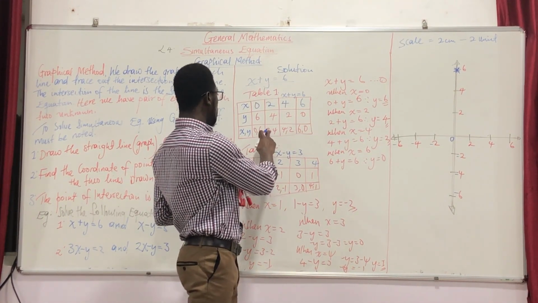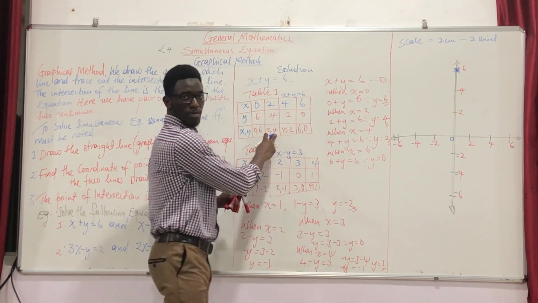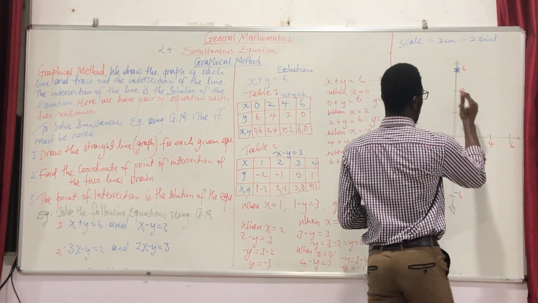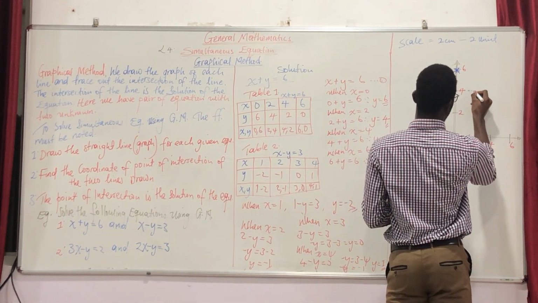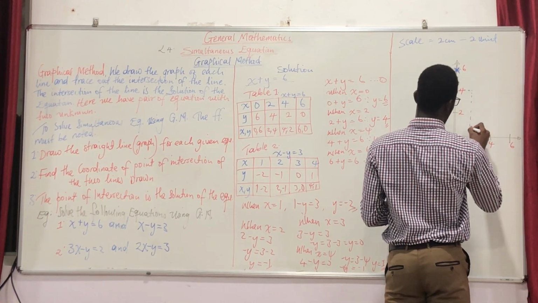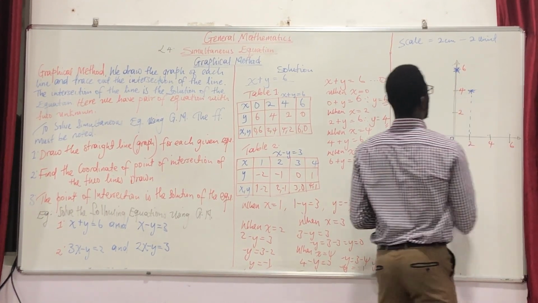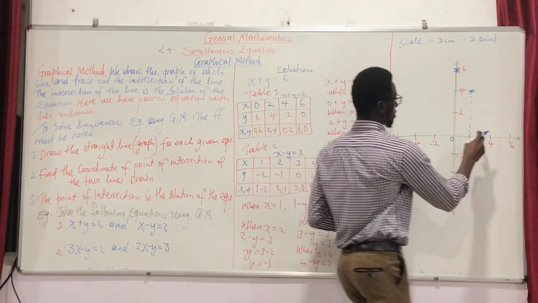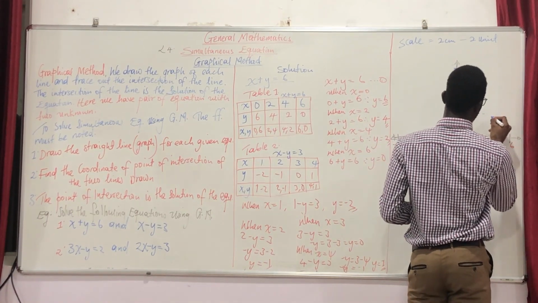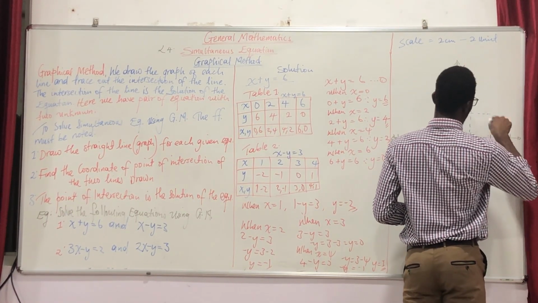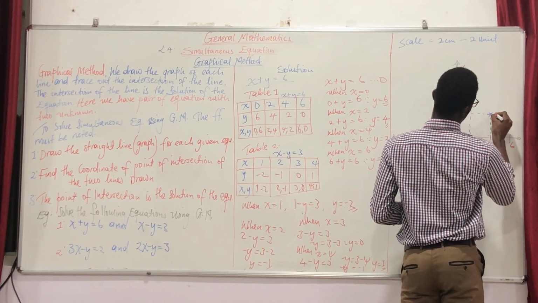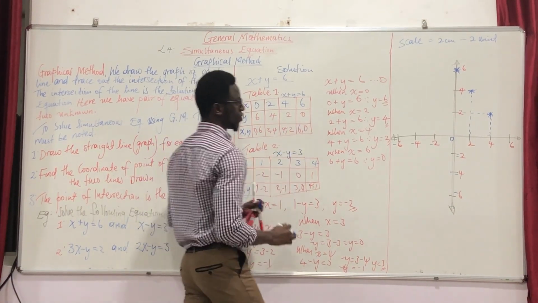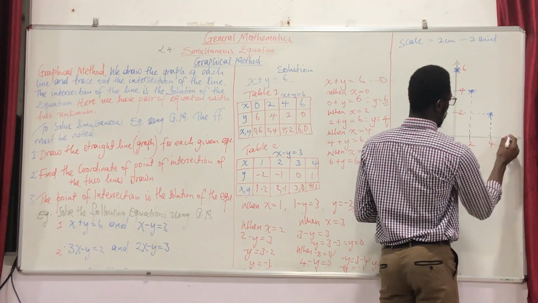Now when x is 2, y is 4. You see here, when x is 2, y is 4. So we trace this point. And again, when x is 4, y is 2. This is another point. Then when x is 6, y is 0. So this is the point.